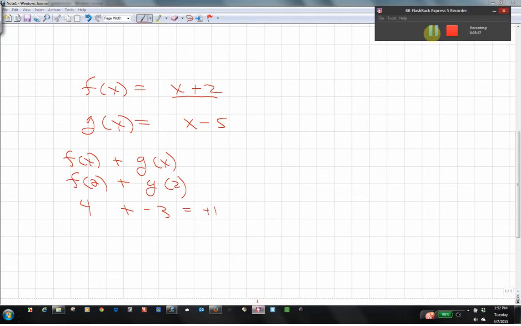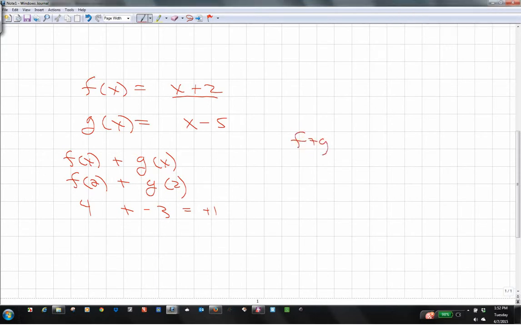Now the notes are going to write something like this: f plus g of x. What that means is it wants you to combine f with g first, leaving x as the variable. So that would be x plus 2 plus x minus 5. I'm combining the functions with x first. That would be 2x minus 3. So f plus g would be that.